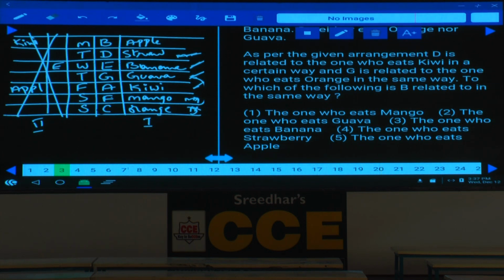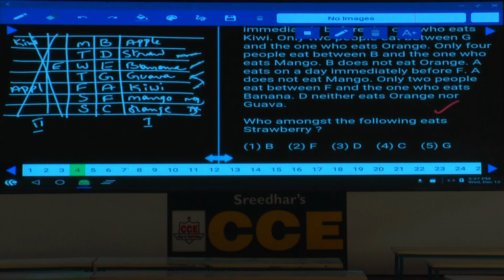And similarly, to which B is related to. Now, this B is 3 days before the person who eats guava, that is Thursday, isn't it? Hence, the one who eats guava, that is G, given in choice 2. Clear now? Then question number 4, who among the following eats strawberry? Who eats strawberry here? D eats strawberry, that is choice 3.